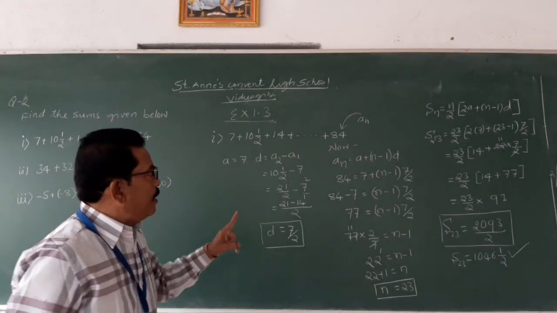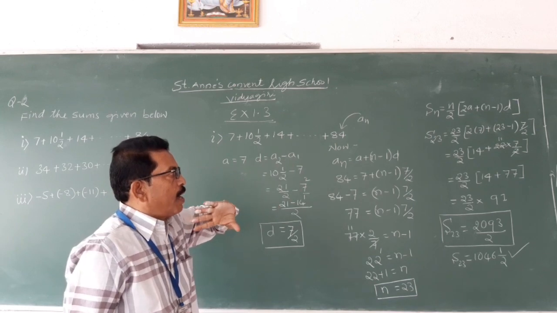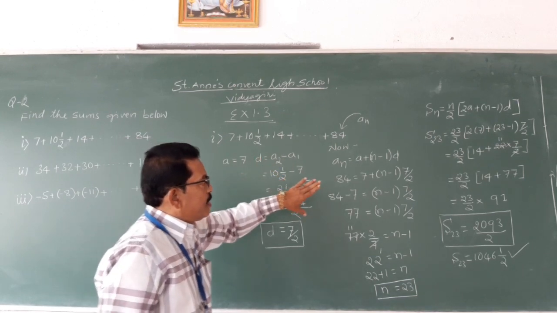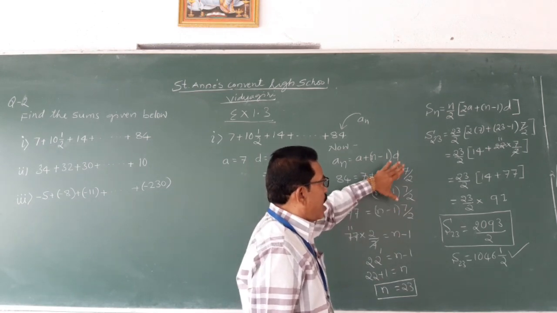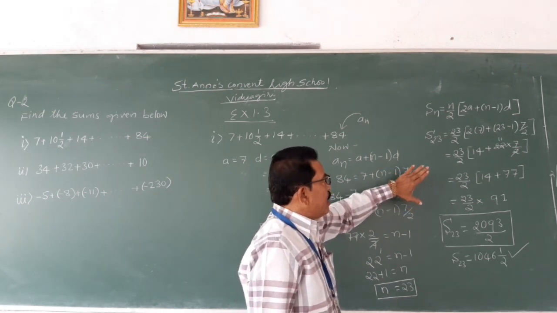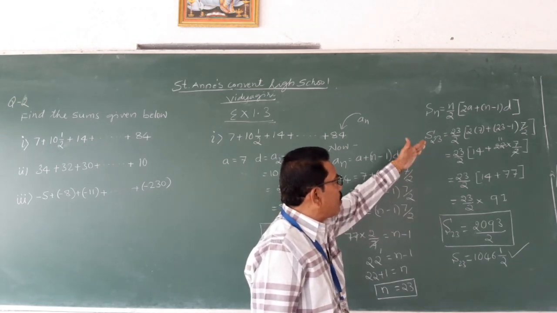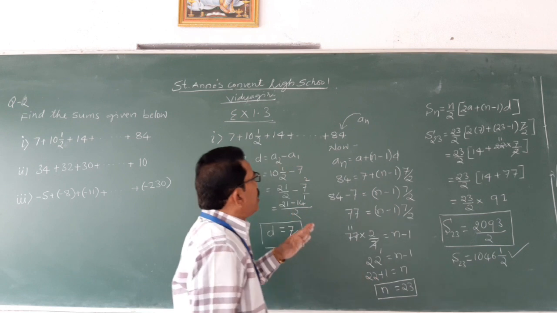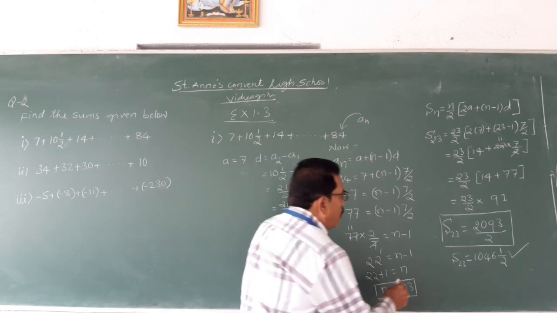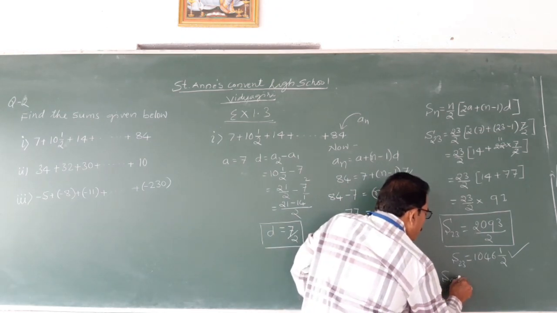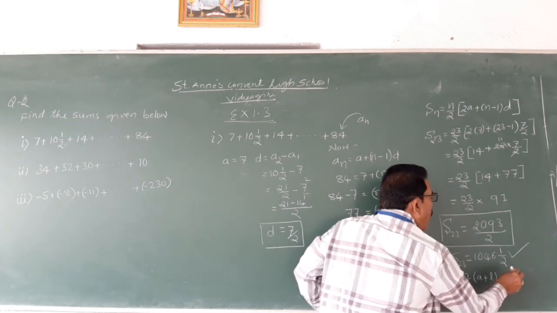See, we have used the formula. There are two formulas. When the last term is given, there is one formula. If you don't know the formula for when the last term is given, you have to use this one. Another easy method is there to calculate the sum of the terms, by using Sn equals n by 2 in the bracket a plus l.